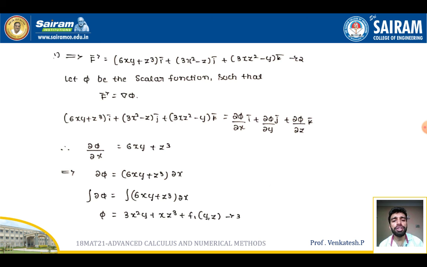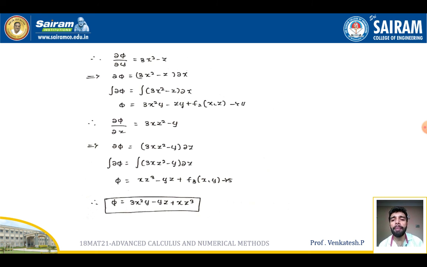On equating the coefficients of i, j, k, from the i coefficient I will be getting dou phi by dou x = 6xy + z^3. Now integrate this equation with respect to x, treating y and z as constants. I'll be getting phi = 3x^2 y + xz^3 + f1(y, z). Call this equation number 3. Similarly, from the j coefficient, dou phi by dou y = 3x^2 - z. On integrating with respect to y, treating x and z as constants, I'll be getting phi = 3x^2 y - zy + f2(x, z). Call this equation number 4.